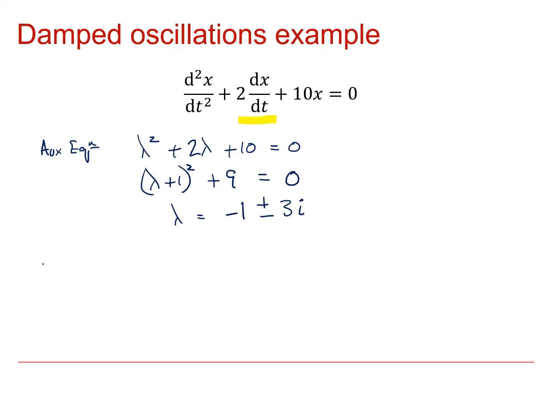Now the general solution to this then is just going to be x is equal to e to the minus t times some cos 3t's and some sin 3t's.